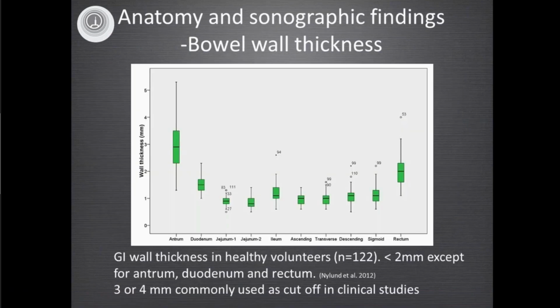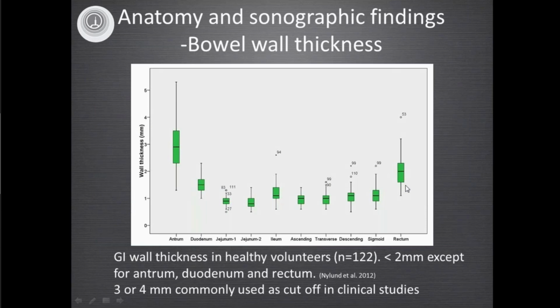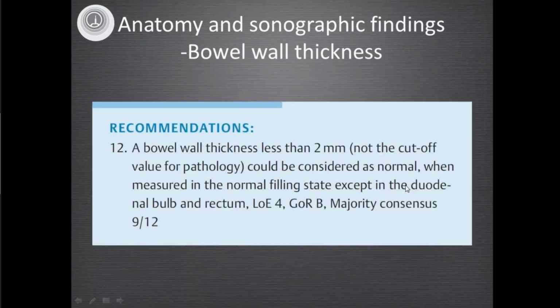We measured the abdominal wall thickness in 122 healthy subjects and found that for the most part it was below 2 millimeters, except for in the antrum, the duodenum, and in the rectum. So a consensus in the group was that the normal bowel wall thickness is less than 2 millimeters, but this should not be considered the cutoff for pathology.